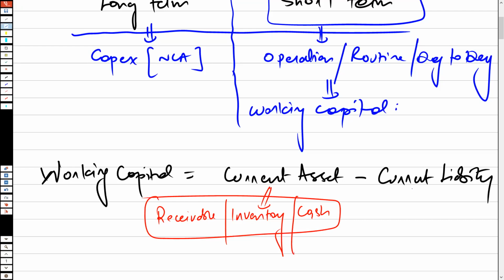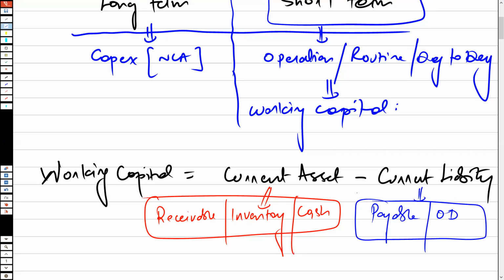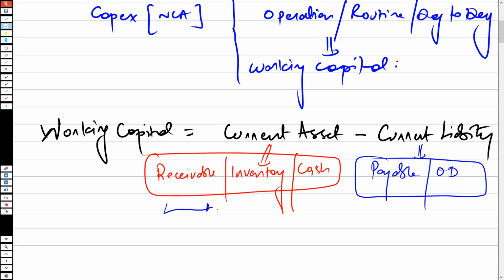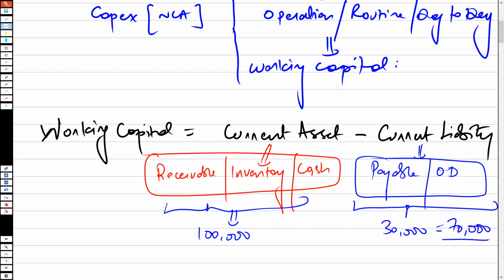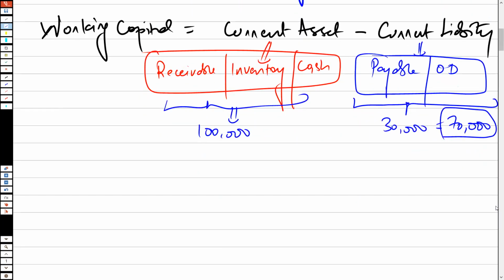Similarly, the current liabilities are going to be your payables, your overdraft, things like that. Whatever the net amount a business has is considered working capital. Let's assume that you as a business have current assets of 100,000 and a current liability of, let's say, 30,000. Resultingly, we would say that 70,000 is invested in working capital.